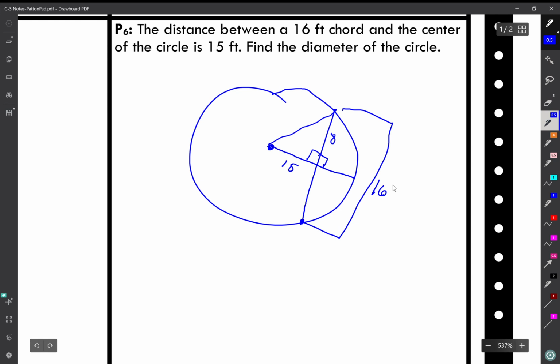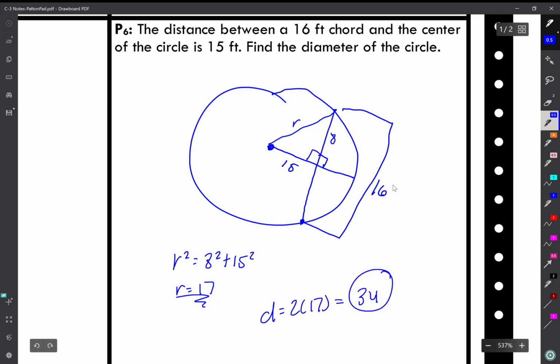Let's find the radius. Okay, so r squared is just equal to 8 squared plus 15 squared, which, solving that using Pythagorean theorem, you're going to end up getting that r is equal to 17. Okay, we know how to solve those using Pythagorean theorem. Okay, so now that r is equal to 17, your diameter is just twice that, so it's 34. Awesome.